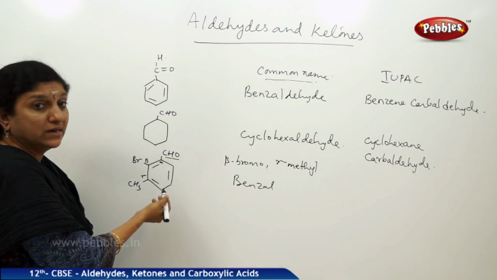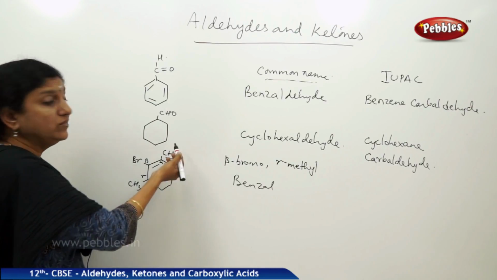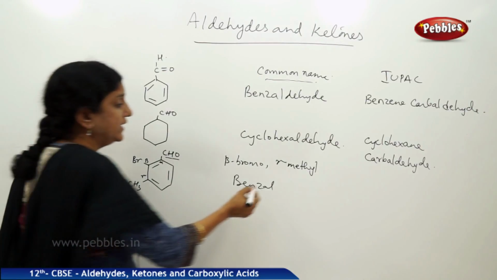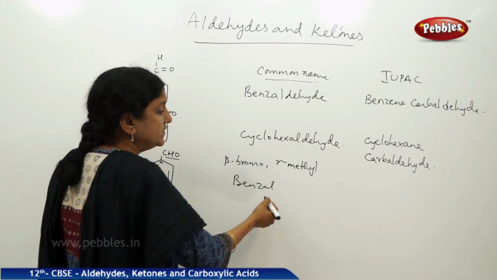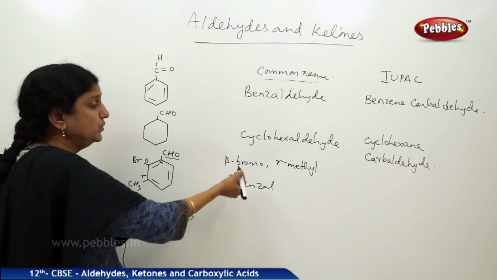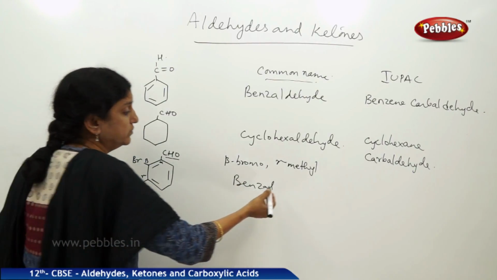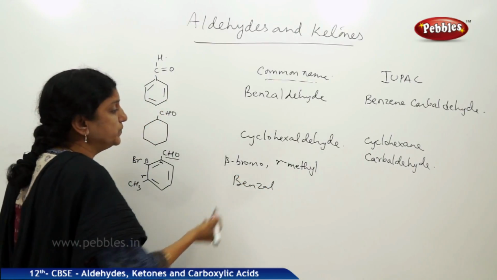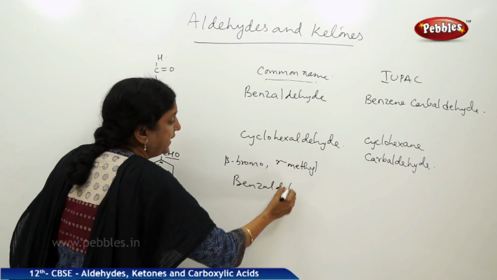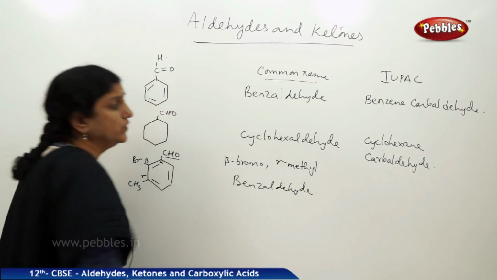Basically the compound here is a benzene ring with a CHO attached. The common name of that particular compound is benzaldehyde. So that name remains the same. You simply indicate the position of the substituents using the symbols alpha, beta, gamma and so on. So the name of this particular compound is beta bromo gamma methyl benzaldehyde. This would be the common name of this compound.